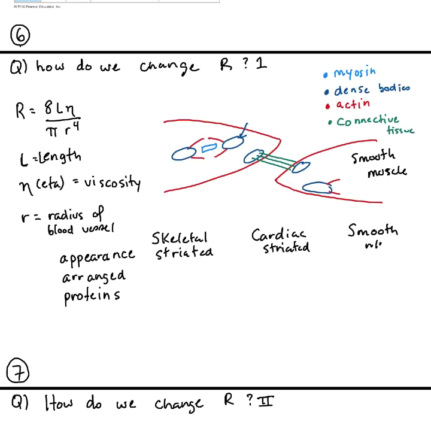But there's no appearance in terms of how the fibers are arranged. Excuse me. Let's see. They are arranged, so they have an orderly arrangement because of that. And then not orderly.